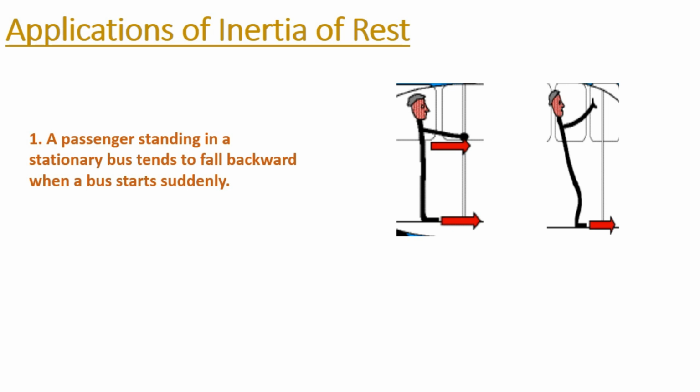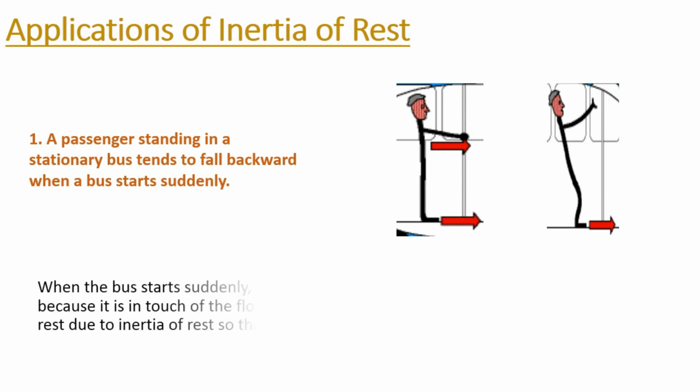But the passenger's upper part tends to remain in rest state. Because of which property? Inertia of rest. That's why the person will fall in which direction? Backward direction. It means that the lower part will come in motion when the bus starts, but the upper part tends to remain in the rest state because of inertia of rest. So to oppose that, the passenger will fall in which direction? Backward direction. So this is the explanation.